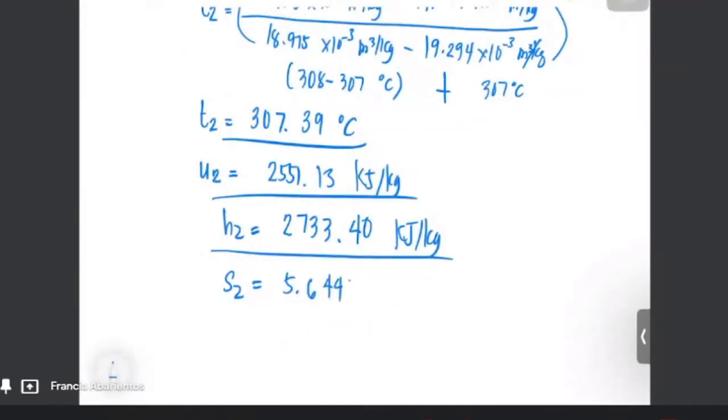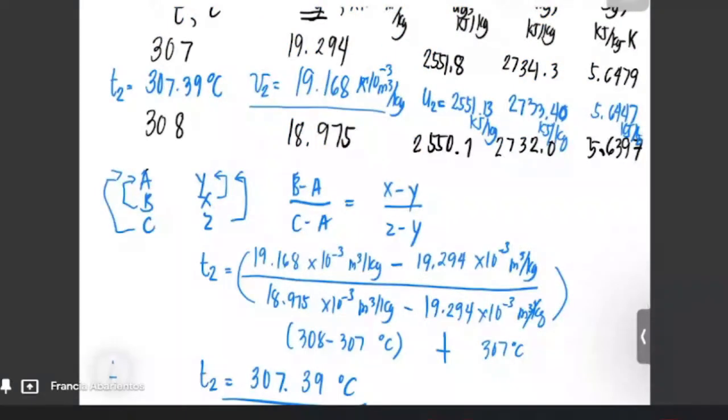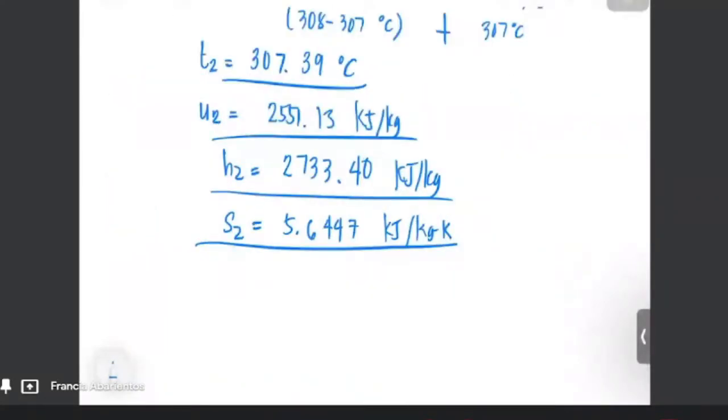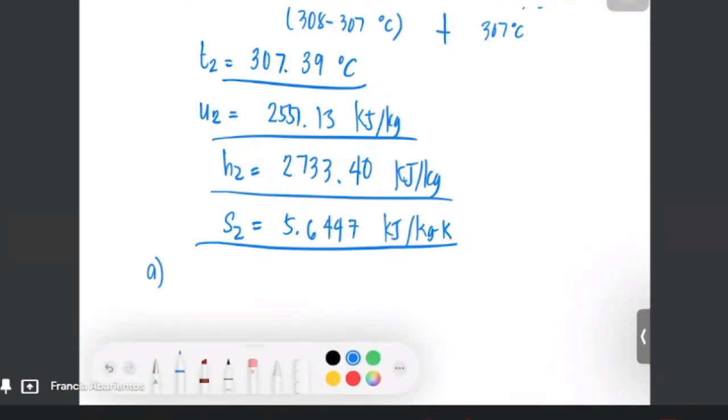May kulang na unit. Kilojoule per kilogram Kelvin. Okay. Kelvin ba yan? Kelvin. Okay. So, yes, nakuha na natin yung state points. But what is asked in the question? First, we need to find the, ano yung pinapahanap sa ating class?